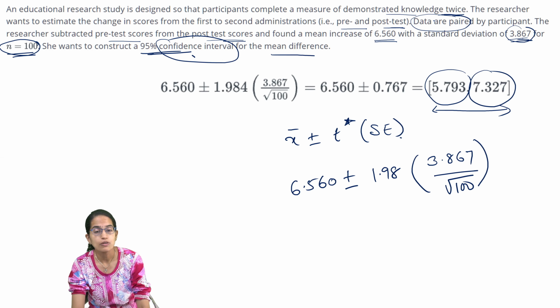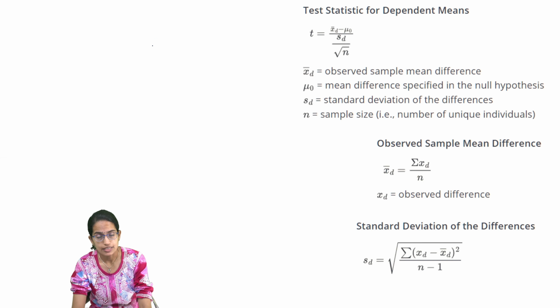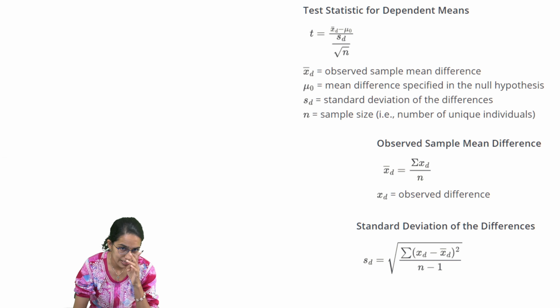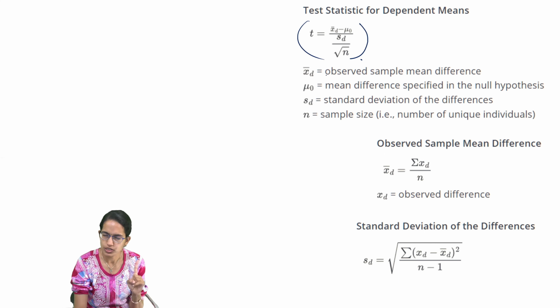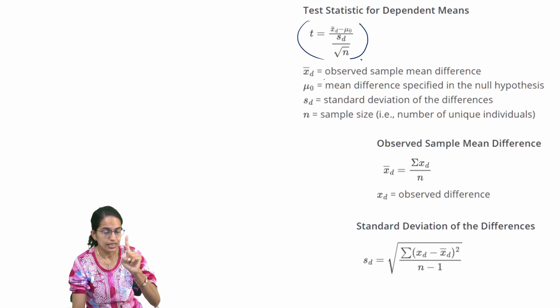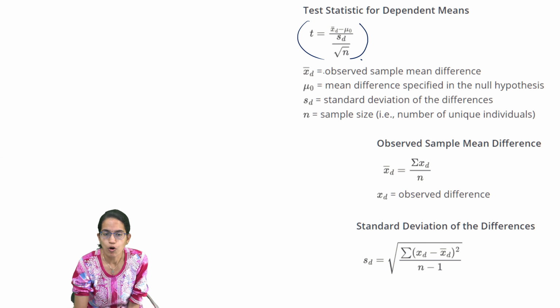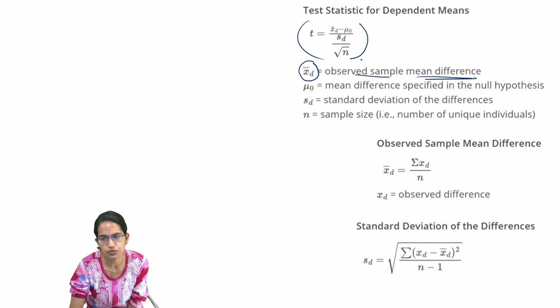Now we would find out t square, the t-test. So for calculating the t-test, let's understand the formula. The formula remains the same as we did for the t-test for one mean sample. So here again, the formula remains the same. The only thing taken into account is the observed sample mean difference. It's not just the sample mean.